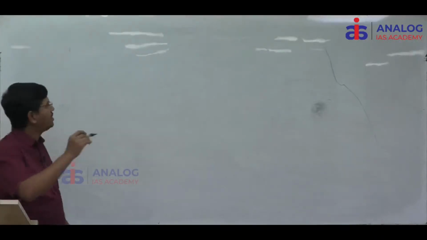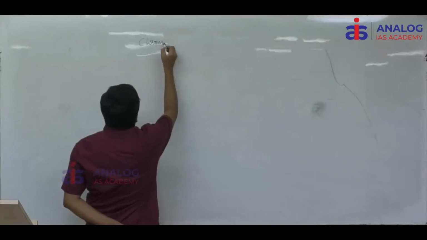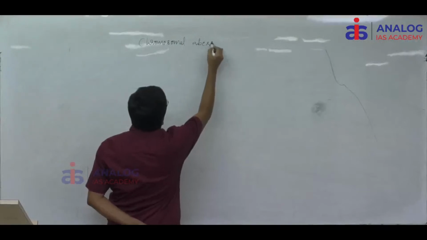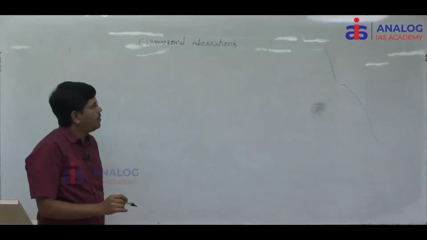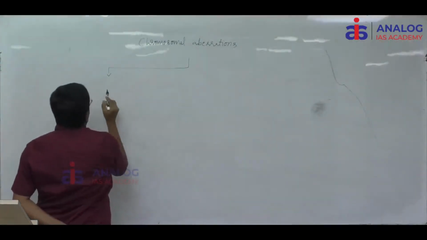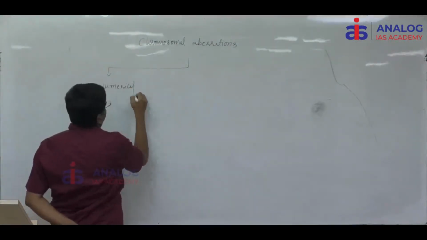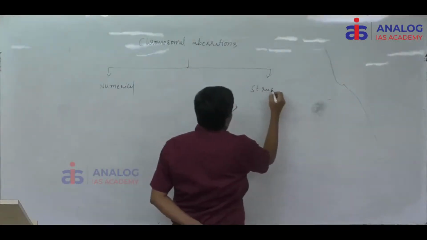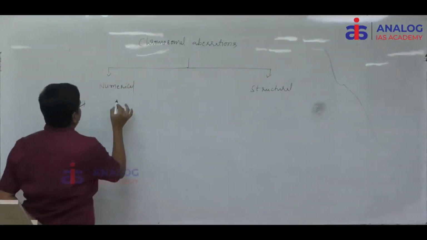Okay, good evening, friends. Today, let us discuss chromosomal aberrations. Yesterday, we discussed the classification of chromosomal aberrations. They are numerical aberrations and structural aberrations.